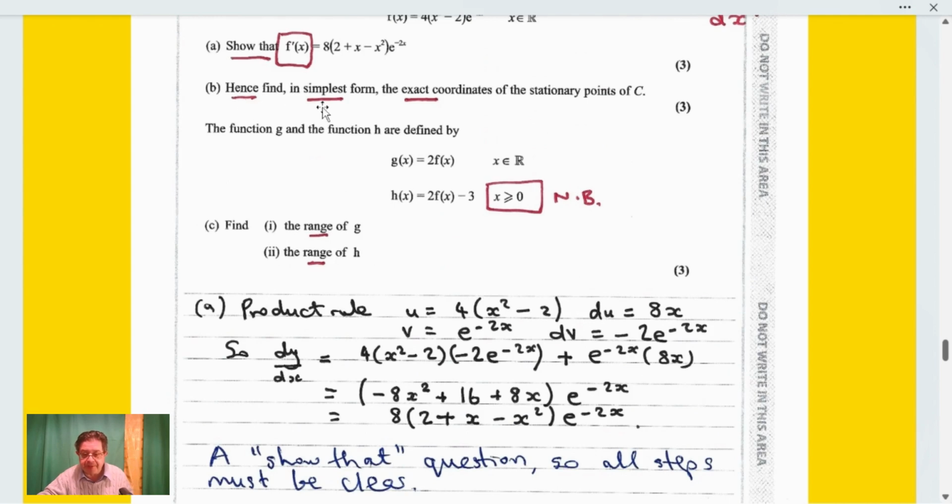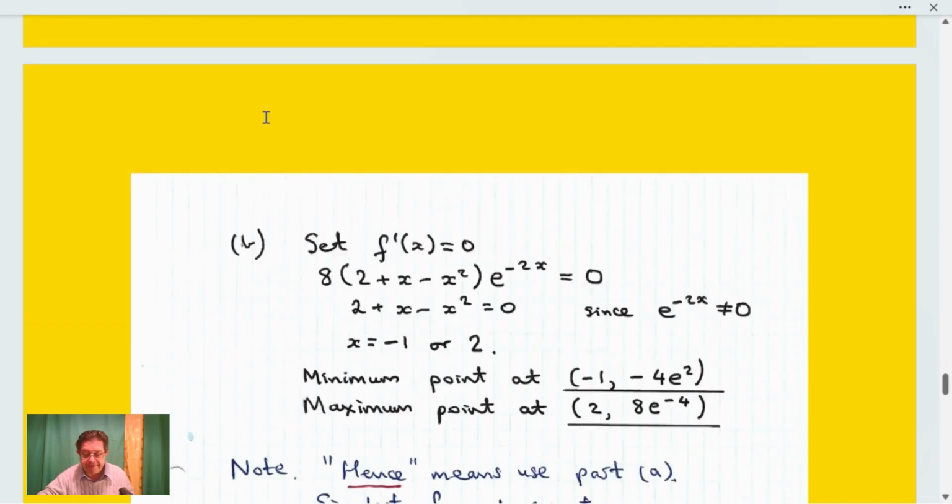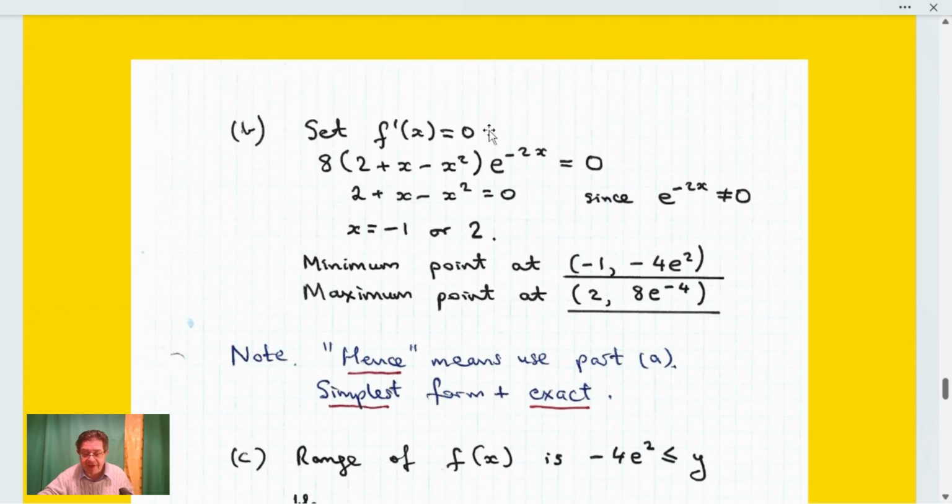Part B. Hence find in simplest form the exact coordinates of the stationary points of C. I do recommend you do as I've done here and underline really important words like hence and simplest and exact. They are things we need to make sure we do to get full marks. Hence means use the previous answer. Let's do that. So we have f dash of x is 0. The answer to the previous part is 0.